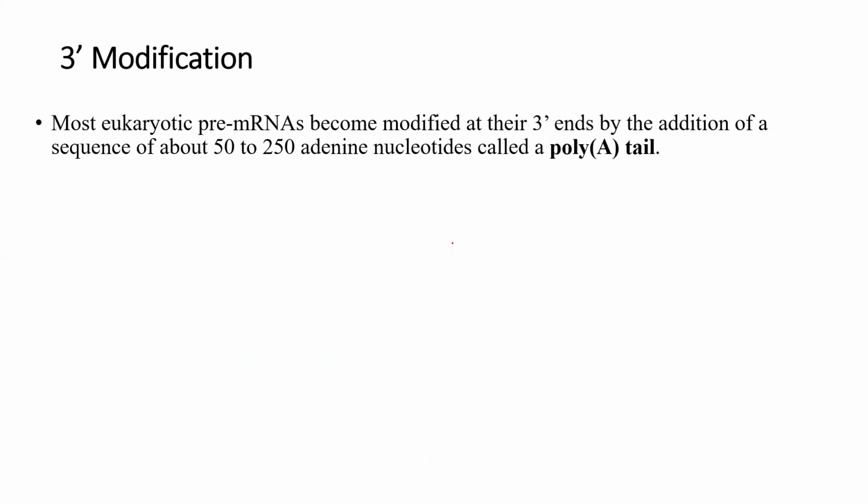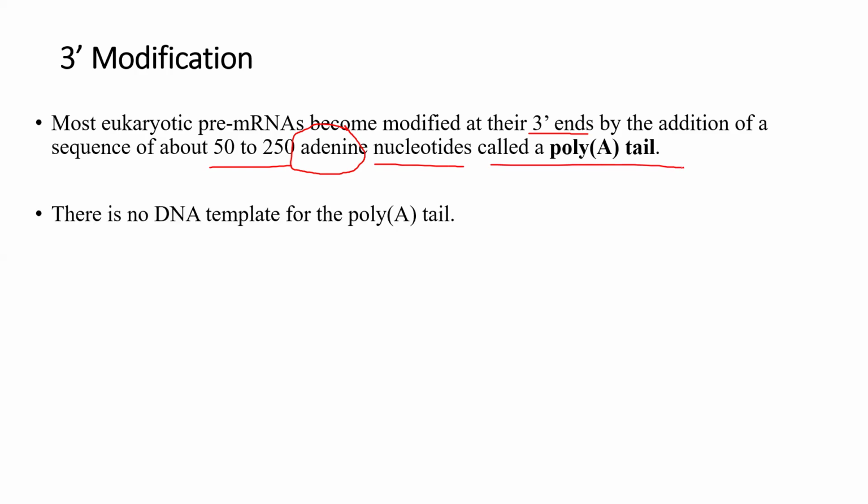Most eukaryotic pre-messenger RNAs become modified at their 3' ends as well by the addition of a sequence of about 50 to 250 nucleotides. Which nucleotide? Adenine. Only one nucleotide is added in various copies, and that is adenine, resulting in a poly A tail. There is no DNA template for the poly A tail.